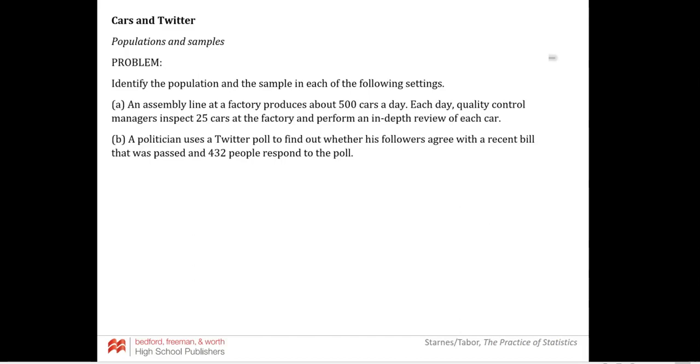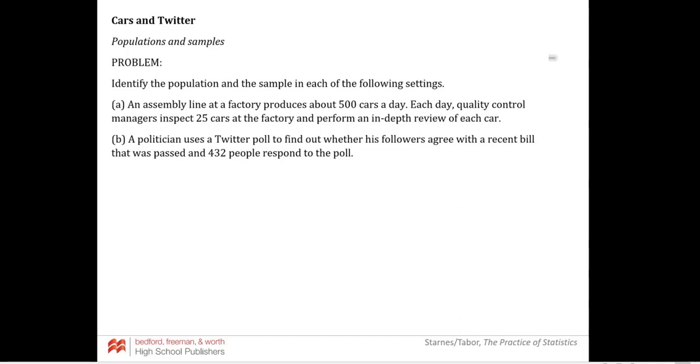So the population is all the cars produced that day. So I guess it'd be those 500 cars for each day. And the sample would be the 25 cars that are selected to do an in-depth review.